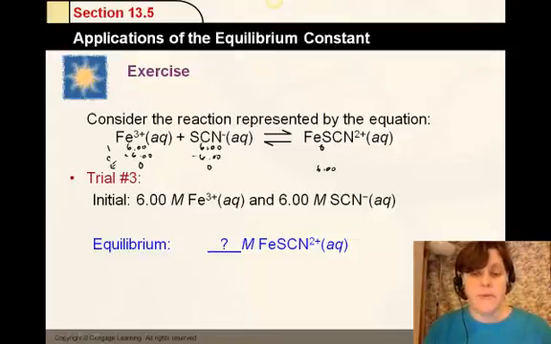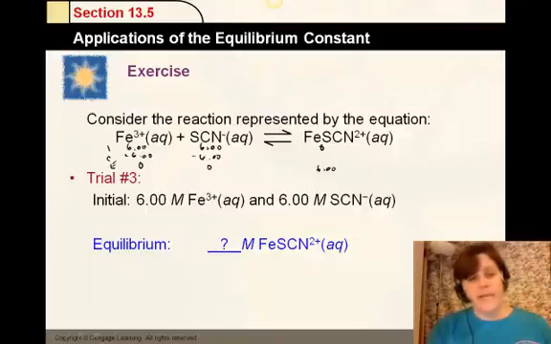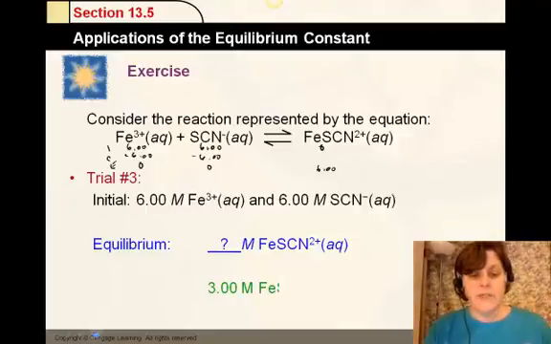Putting it into the equilibrium expression, of course, that would be 6 over nothing, because it's a 0. We could never do that in math. It would be infinite, and again, that would be too big. So what we have to do is realize that we can't take all 6 molar of the reactants away. We have to take a smaller amount away and produce a smaller amount of products. When you work it out, you will notice that the concentration of the FeSCN is 3 molar.